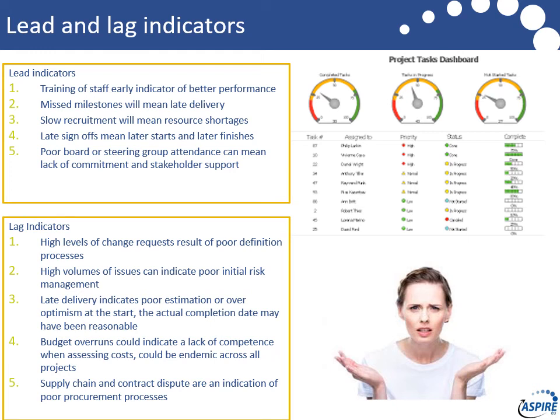Budget overruns are an interesting one. That could indicate a lack of competence when assessing costs. Could be endemic across the organisation, or we just got our estimations wrong. Okay, and supply chain and contract disputes are always going to be a problem because you may be losing the support and commitment of your supply chain, which could be poor procurement, poor negotiation on their side or yours.